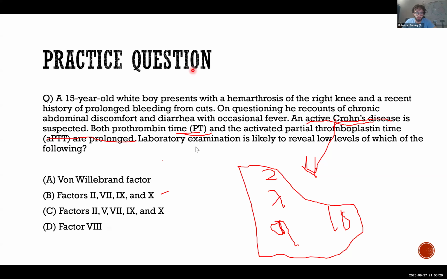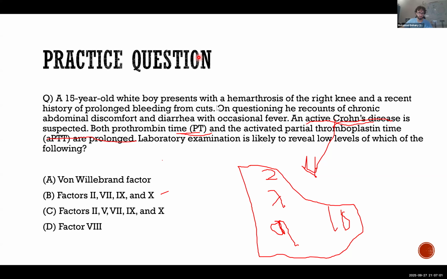Wouldn't Crohn's disease make both prolonged anyway, since factor 7 and 9 are in the intrinsic and extrinsic pathway? I get your point, but not really. Because when we have a problem in the intrinsic pathway, it means all of the factors are not working well. But in this case, it's one of the factors, which is 9. Option B is the same as vitamin K, right? Absolutely correct. In practice questions, they mentioned mucosal bleeding. Is it solely related to von Willebrand disease? I'm not sure, to be honest, but probably is.